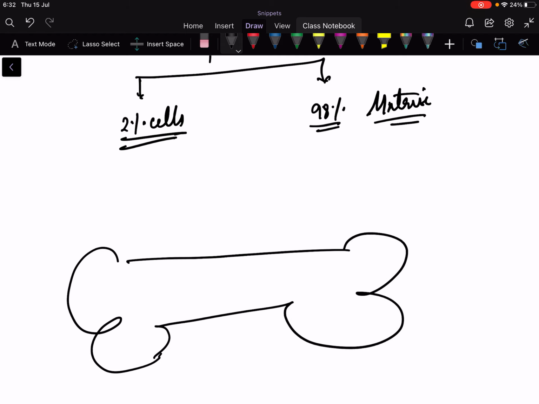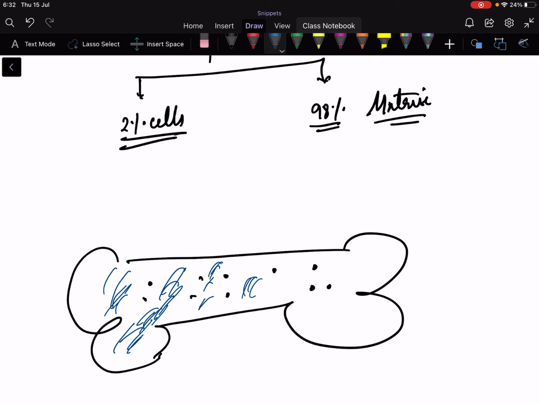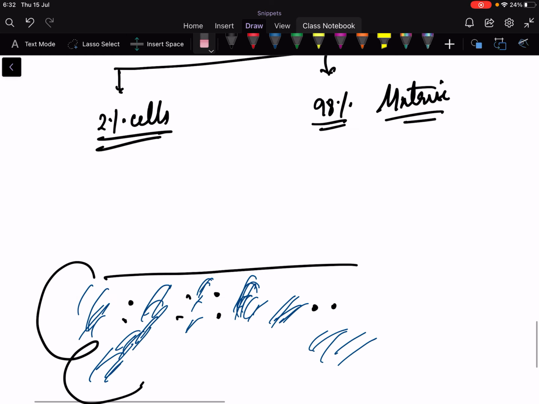So as you can see here, there are only 2% of the cells present in the bone, and most of the bone is matrix, or we can simply call this extracellular matrix because it is present outside the cells, right? So here is a lot of matrix. 98% of the bone consists of this matrix. So I'll just clear this one for you guys.